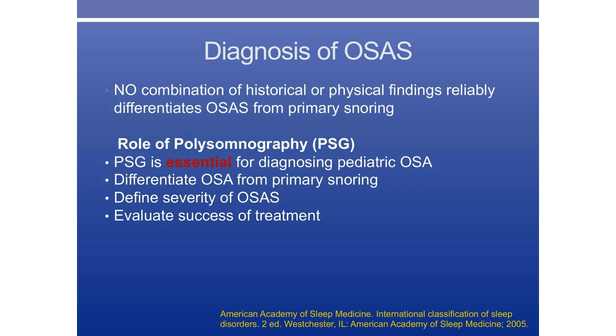How do we diagnose obstructive sleep apnea? The gold standard is polysomnographic study. There is no combination of history and physical findings to reliably tell you that the child has sleep apnea. On the other hand, you also need to qualify and quantify it, how bad it is. So polysomnographic study is essential for diagnosis, and also it will evaluate for success of the treatment.